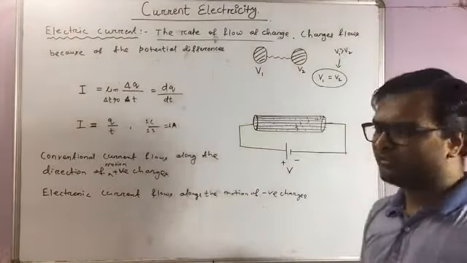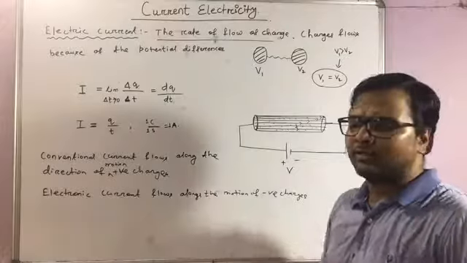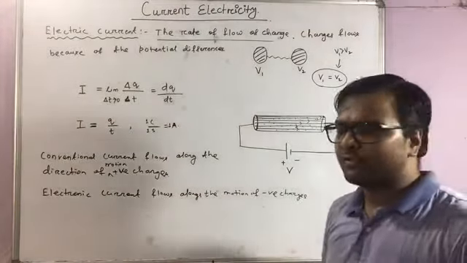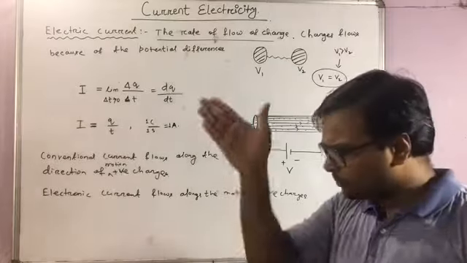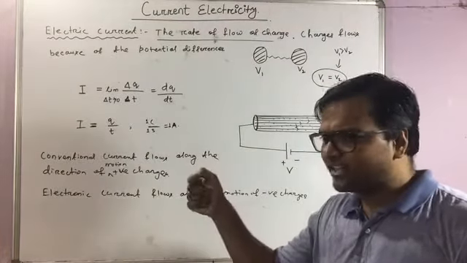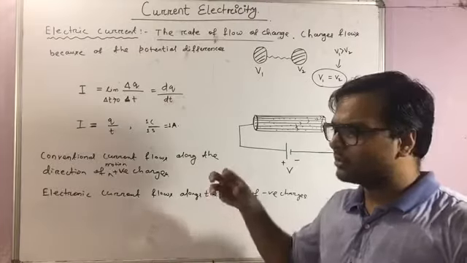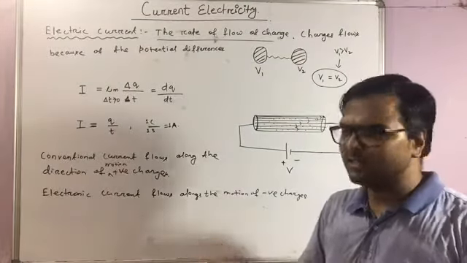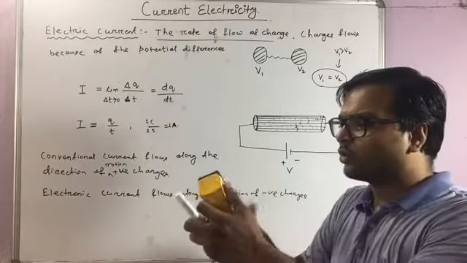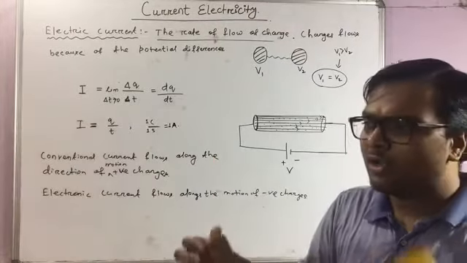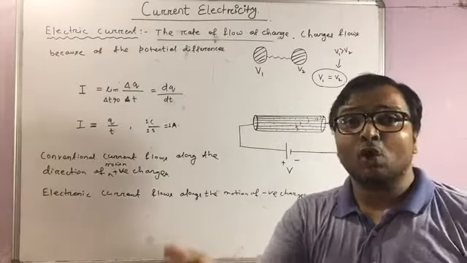Try to understand, electric current is just like your water current. Suppose there is a pipe, and through that pipe water is flowing. You are standing at a particular cross section and you are measuring the amount of water flowing through a cross section that is perpendicular to the flow per unit time. Let me explain once again. The cross section is held perpendicular to the direction of the flow, and you are measuring the amount of water flowing per unit time through it. That is called water current.